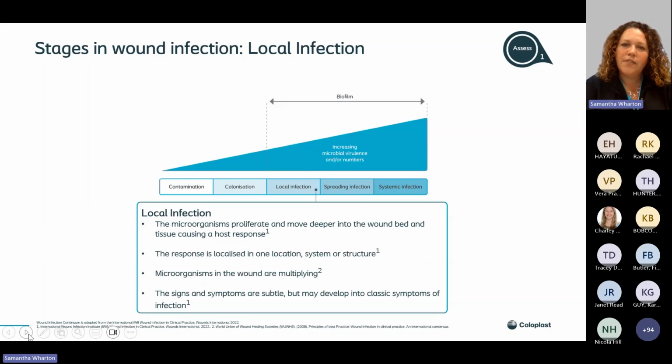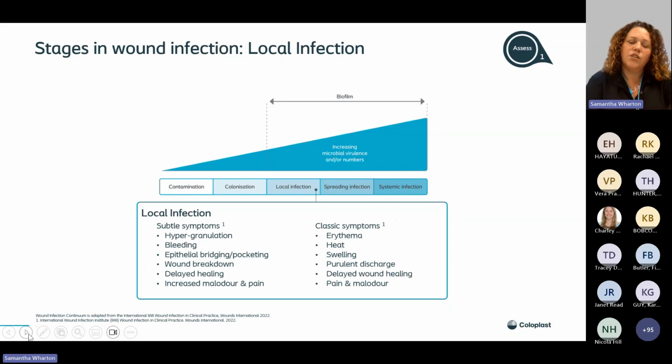Stages in wound infection. When we're looking at that local infection, the microorganisms are proliferating and they're moving deeper into that wound bed, and they're actually causing a host response. Like I say, it may be subtle, it may be your classic symptoms, but those microorganisms are multiplying and causing an actual host response. So the subtle signs of infection are hypergranulation, bleeding, wound breakdown, and an increase of malodor and pain. And then you've got your real classic signs of local infection: erythema, heat, swelling, purulent discharge, delayed wound healing, and pain and odor.